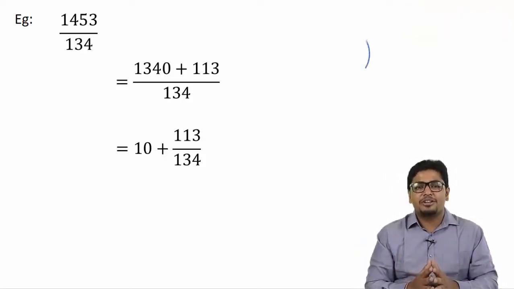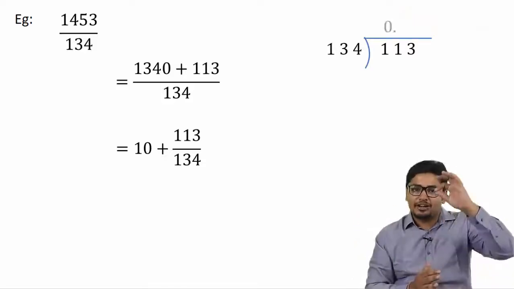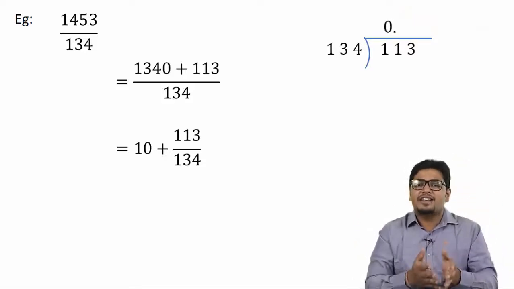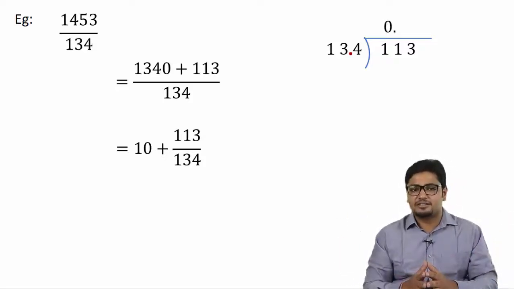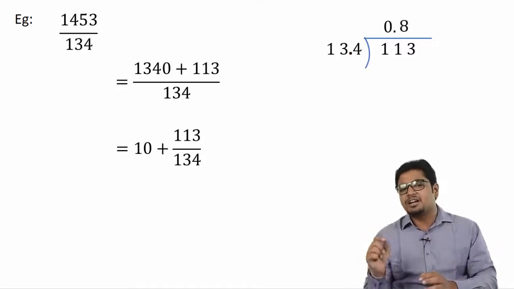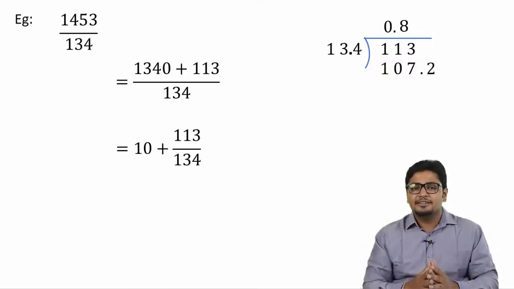Now the traditional method of division. Dividend is less than divisor, so a decimal comes in the quotient and instead of adding a 0 in the dividend, we put a decimal in the divisor. 13.4. 8 times 13.4 is 107.2. We are left with 5.8.